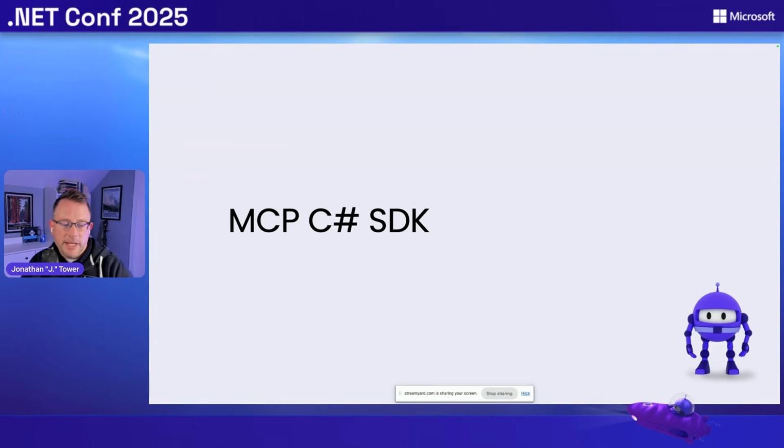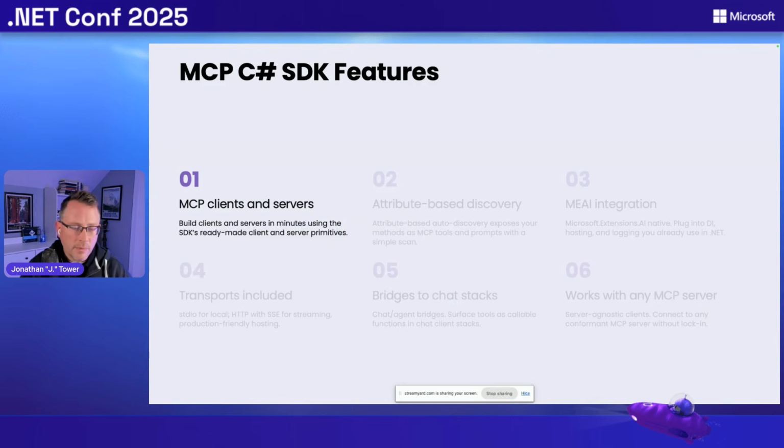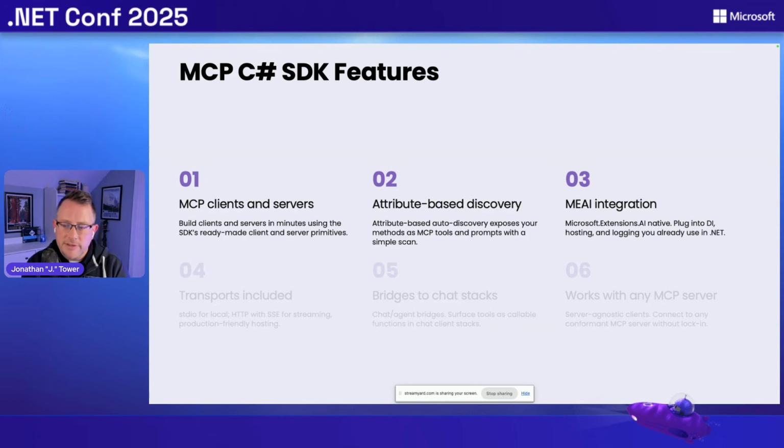So now let's talk about the MCP C# SDK, which is the library that you would actually use to implement your own server or MCP client in C#. So this has all kinds of great tools in it. You've got the ability to do clients and servers, as I mentioned. It's got attribute-based discovery. So if you have tools or prompts that you want to expose, you just put an attribute in front of them and they're automatically discovered by your code. It integrates with the Microsoft Extensions AI stuff natively, so it just works. Transports are all included, so standard I/O and HTTP.